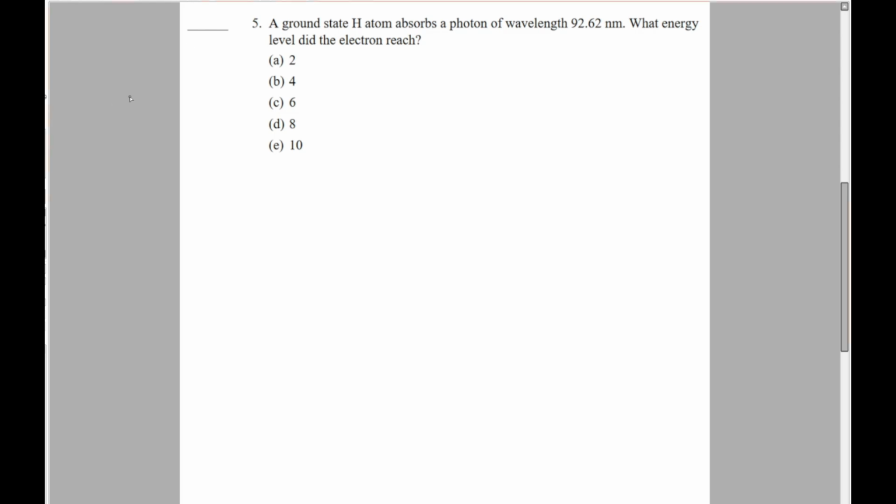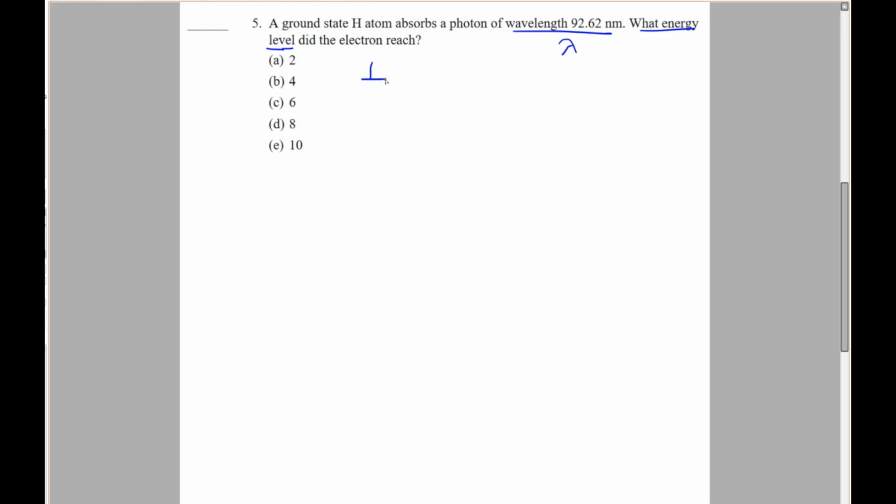5. A ground state hydrogen atom absorbs a photon of wavelength 92.62 nanometers. What energy level did the electron reach? So in this question, we're given a wavelength, lambda, and we're asked to find the energy level that this atom is reaching. So that's going to be indicative that we can use the Rydberg equation.